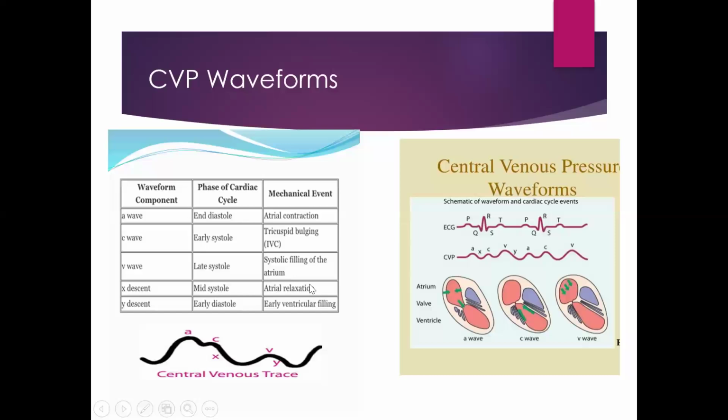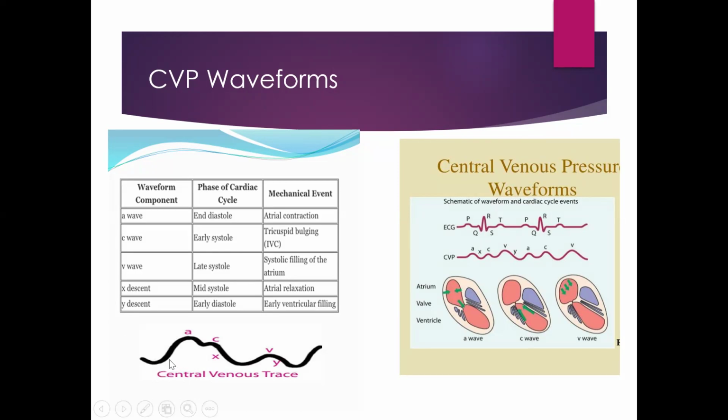This is just a reminder. The A wave corresponds to atrial contraction. The C wave is when your tricuspid valve, the valve between your right atrium and right ventricle, bulges out. And the V wave is the systolic filling of the atrium. So this is how you do the tracing.